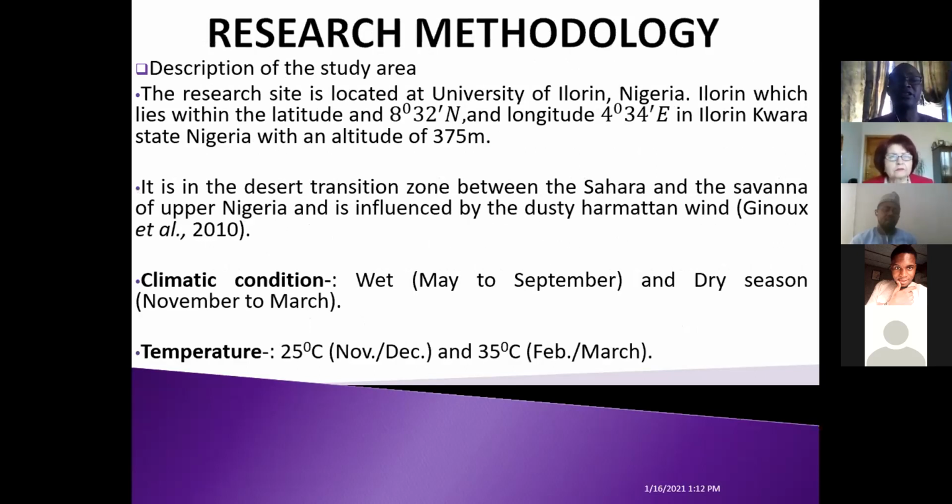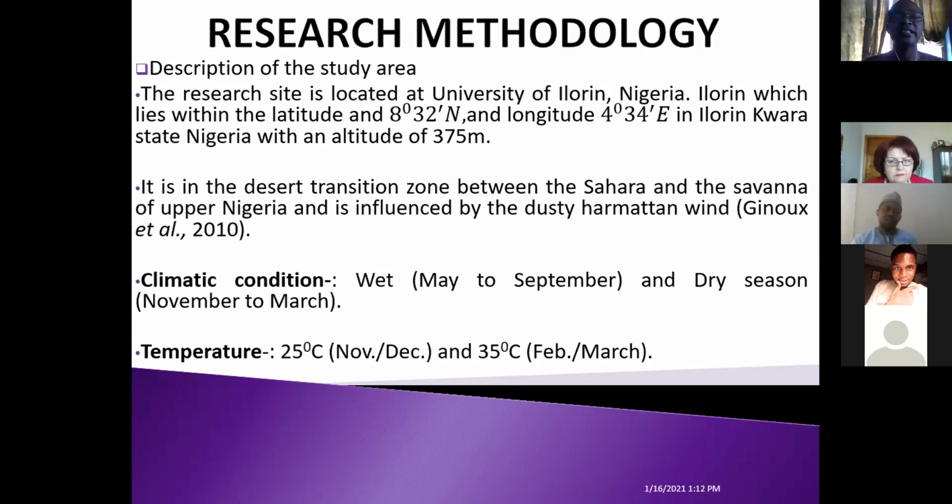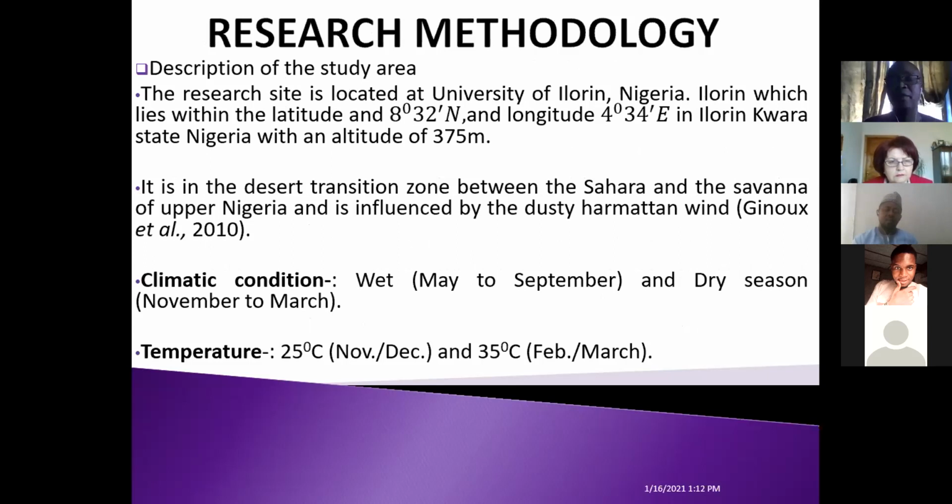The research methodology, the description of the study area. Ilorin, the location of the research, is located at the University of Ilorin, Nigeria. It has a latitude of 8 degrees, 31 minutes north, and longitude 4 degrees, 34 minutes east in Kwara State, Nigeria. It has an altitude of 375 meters. The average temperature is around 25 degrees Celsius, and in February, March, it is 35 degrees Celsius.